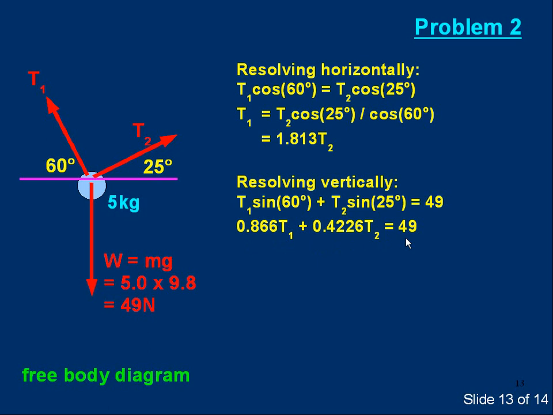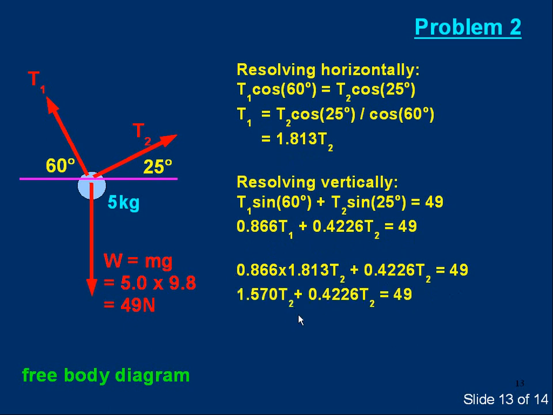Now we've got to do the algebra. It's a bit messy, but it's not that hard. I know T1 is that number times T2. So instead of T1 in this equation, I'll replace T1 by 1.813 T2. So I get 0.866 times 1.813 T2 plus 0.4226 T2 equals 49. Now multiply those out, I get 1.57 T2 plus the 0.4226 T2, add those two T2 terms, 1.993 T2 is 49.